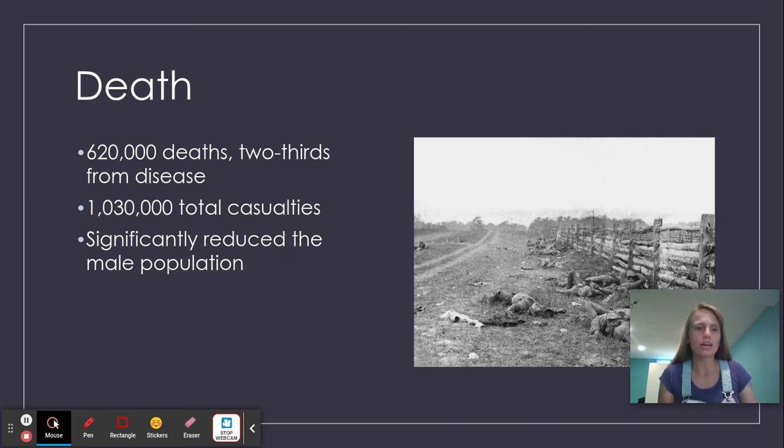That's a huge deal. It drastically reduces the male population, which in turn reduces the population as a whole because women have fewer male options to marry. There are fewer babies being born as a result of this. There were over 1 million casualties. Casualties includes death and wounded.